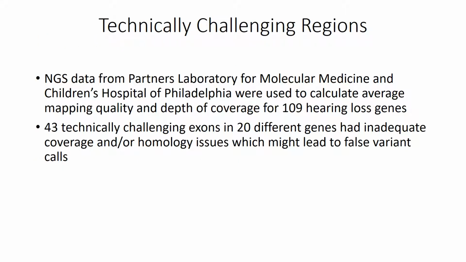What we did to evaluate technically challenging regions was take the next-gen sequencing data from 2 clinical labs and evaluate average mapping quality and depth of coverage for the 109 hearing loss genes on our clinical panel. When we performed this analysis, we found 43 technically challenging exons in 20 different genes that might lead to false variant calls. In this case, these regions might be ones where we might be cautious scoring variants if they aren't confirmed by orthogonal methods.